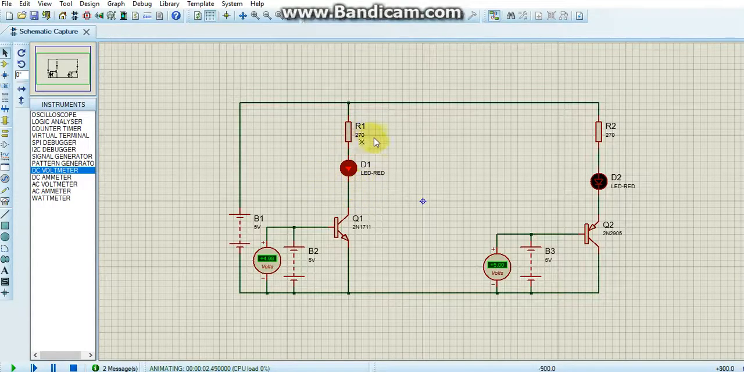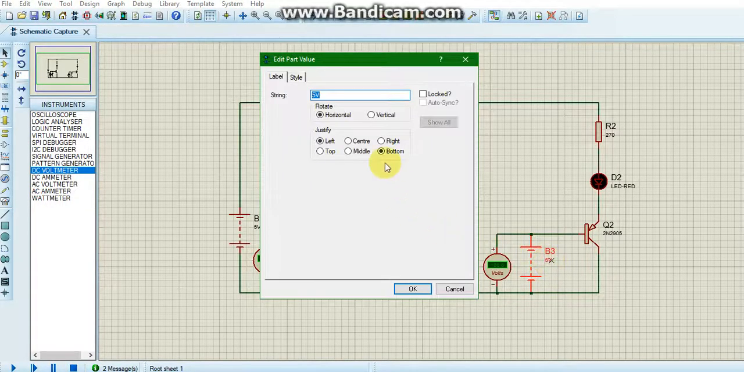As you can see, this transistor turns on, therefore the LED is on, and the PNP transistor remains off, therefore the LED is off. Now we will change this voltage. Let's say we want 4.3 volt.